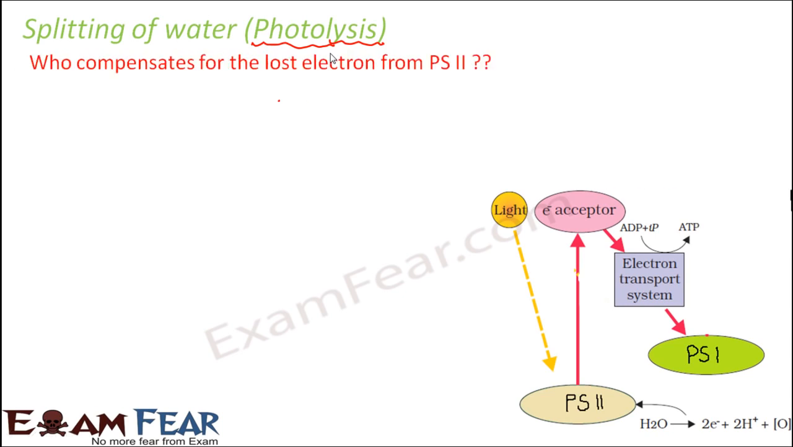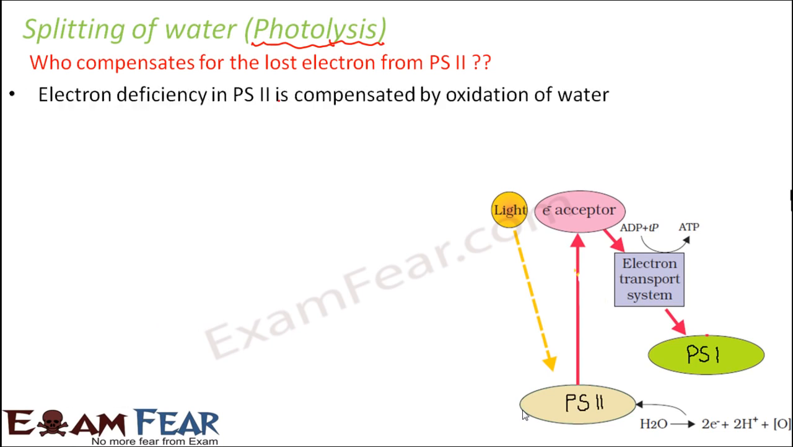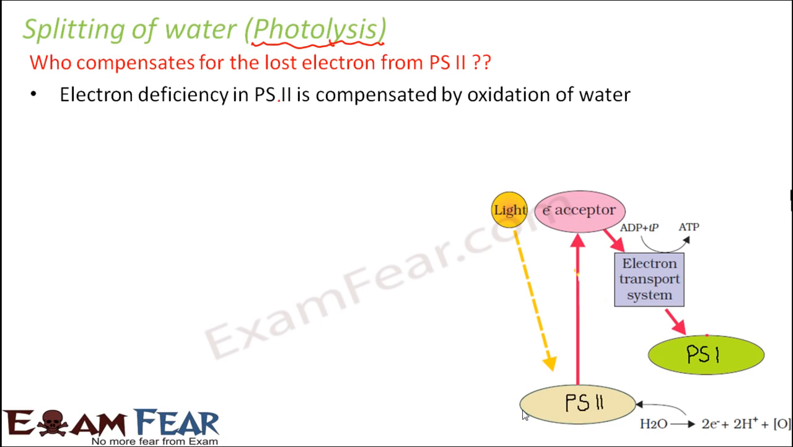Now, who compensates for the lost electron from PS2? When the light falls on photosystem 2, electron gets excited and it moves out of PS2. So that means there is electron deficiency in PS2. So who will fulfill that electron deficiency in PS2? In order to compensate for that deficiency, splitting of water takes place. Now where does it take place? How does it take place? That we will see here.